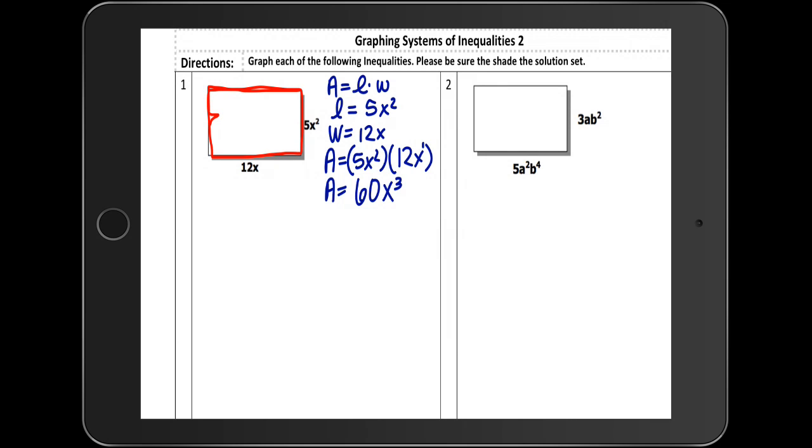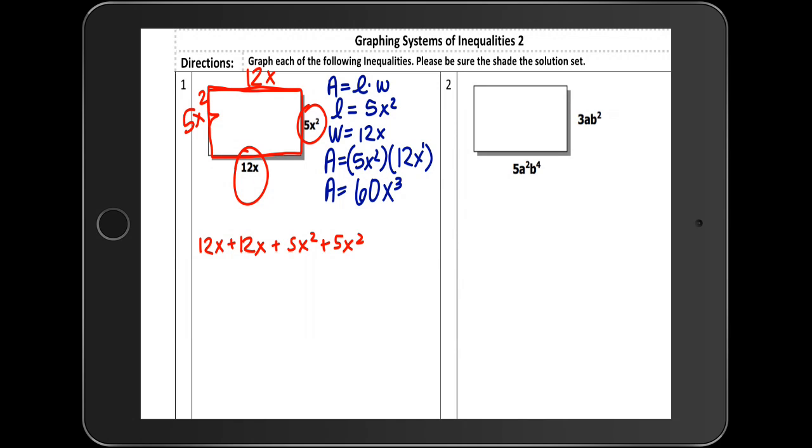Okay, so if I know this part is 12x, I also know that this part up here is 12x. If I know this part is 5x squared, I also know this side across here is 5x squared. So in order to find the distance around, I need to add each of these pieces together. So I essentially have 12x plus 12x plus 5x squared plus 5x squared.